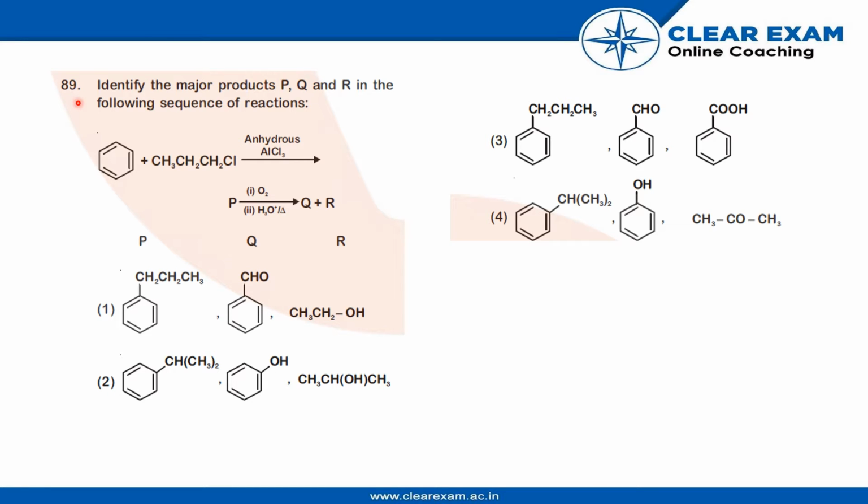NEET 2018, question number 89. Identify the major products P, Q, and R in the following sequence of reaction. Benzene plus CH3CH2CH2Cl on reaction with anhydrous AlCl3 gives product P, which on further reaction with O2 and H2O gives Q plus R.